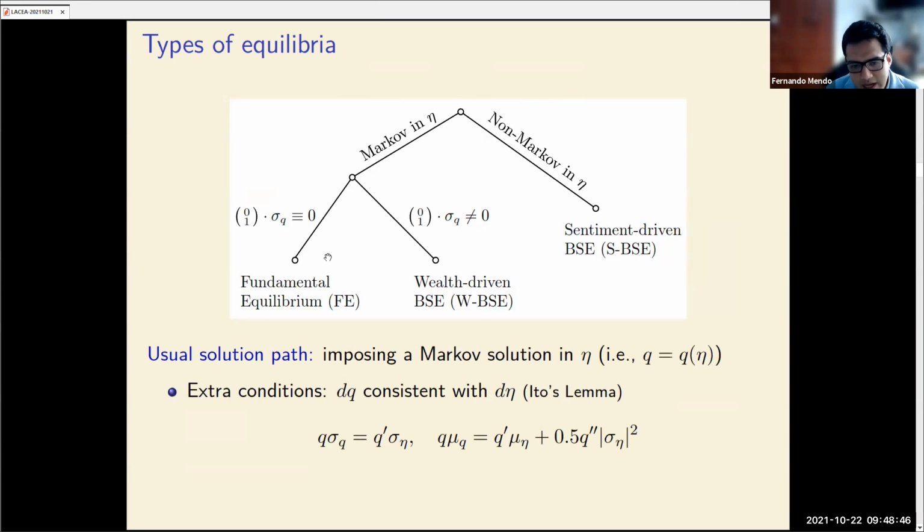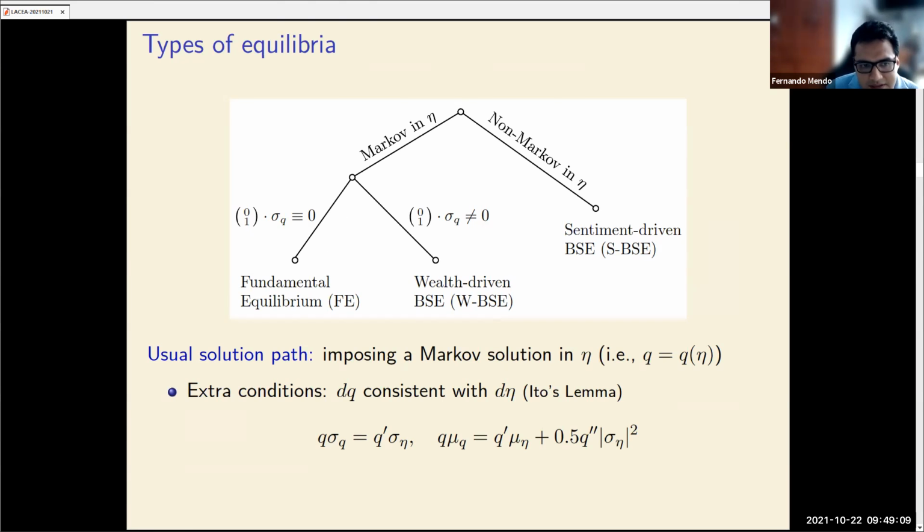So in the usual solution path, we impose this, and we get an extra set of conditions from this step, from the solution concept, that, if you're familiar with the literature, come from Ito's lemma. It says basically that the dynamics of Q, of the endogenous objects, must be consistent with the dynamics of eta, or the dynamics of the state. Okay.